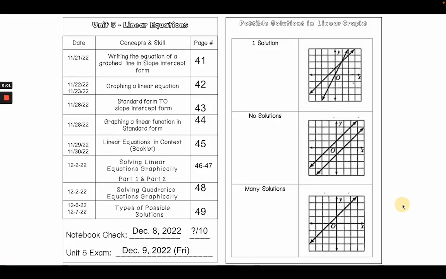Aloha Algebra 1 students, today we're going to be talking about possible solutions in a linear graph. This is the graphic organizer that we're going to use today, and for supplies you just need a pencil and your graphic organizer.